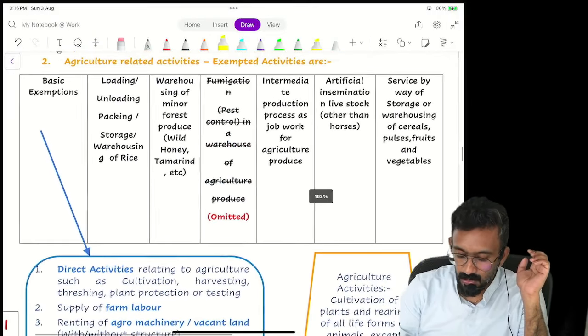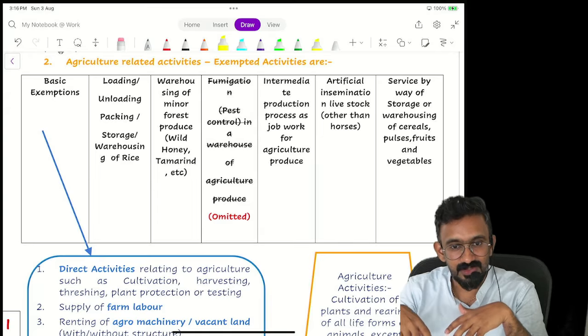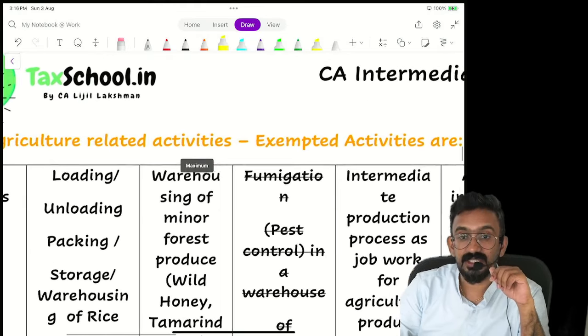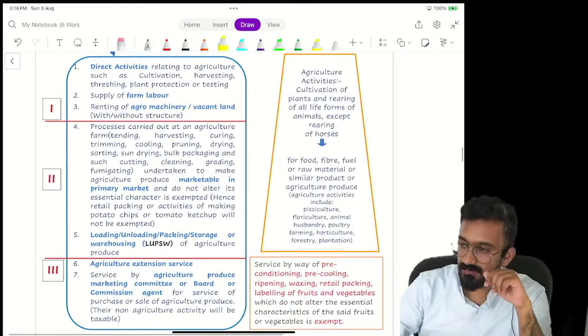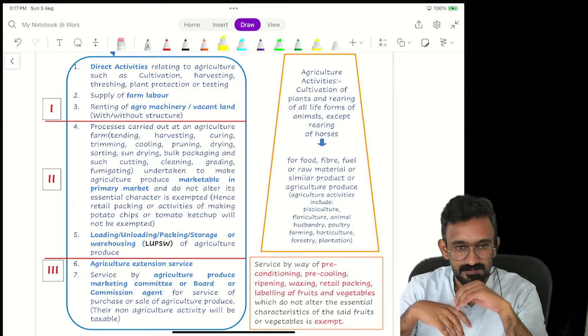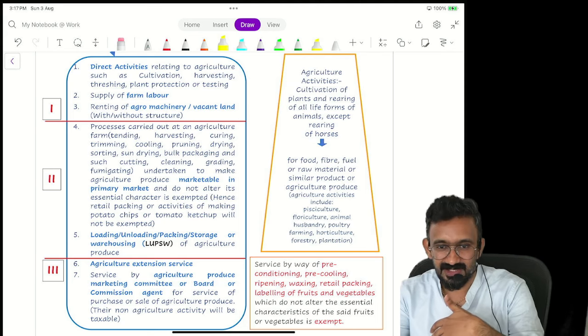Second, what are the exemptions that you have in agriculture? Are we talking about which agriculture produce is exempted? Are we listing the goods in agriculture which will be exempted? No. We are talking about agriculture related activities, services relating to agriculture which are exempt. The first exemption itself is 7 activities. I divided these 7 activities into 3 segments. If you focus, you will be able to answer 99% of the questions that come after this discussion.